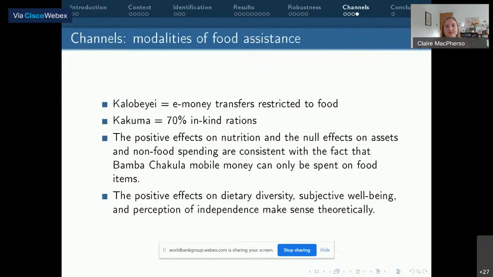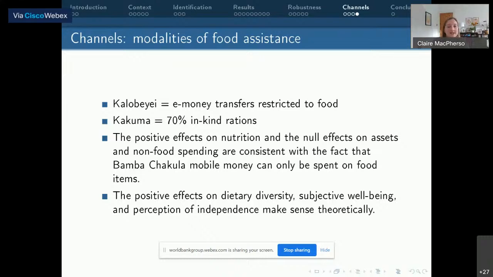The last channel to explore relates to food assistance. Food assistance is supposed to be of equal value between Kakuma and Kalobeyei. At the time of our survey, in September 2017, refugees living in Kalobeyei were receiving all food assistance through a cash transfer program called Bamba Shakula. Every month, refugees in Kalobeyei received about $14 equivalent per person on a SIM card.